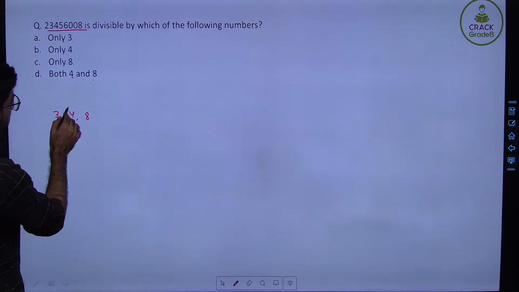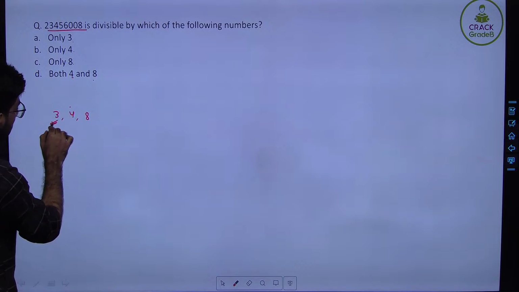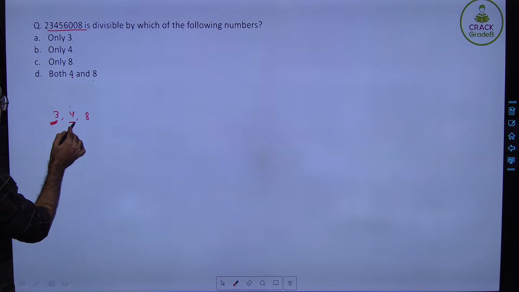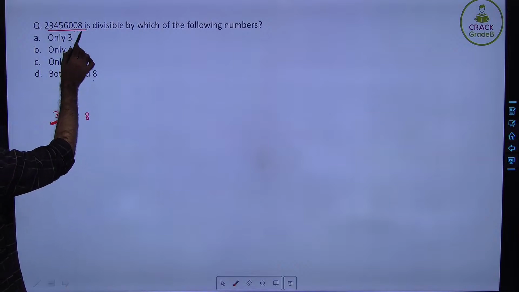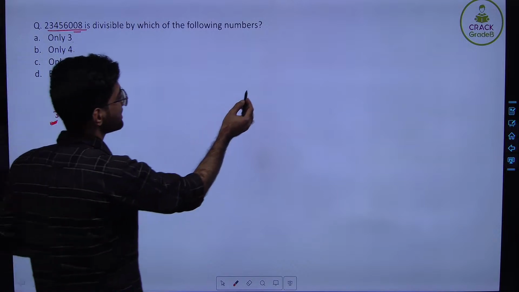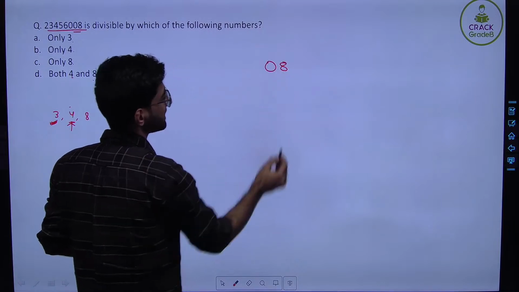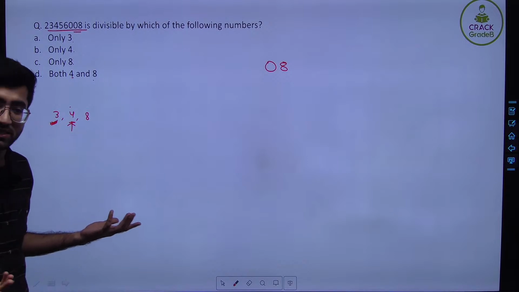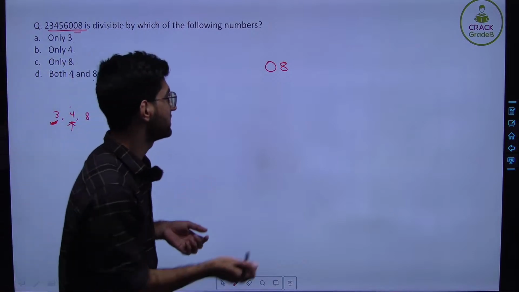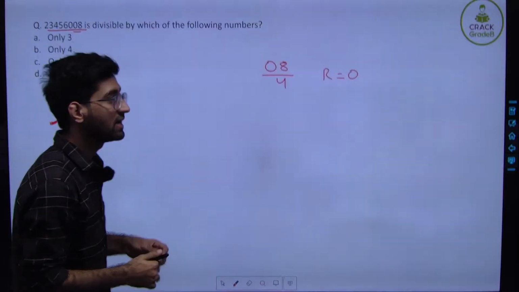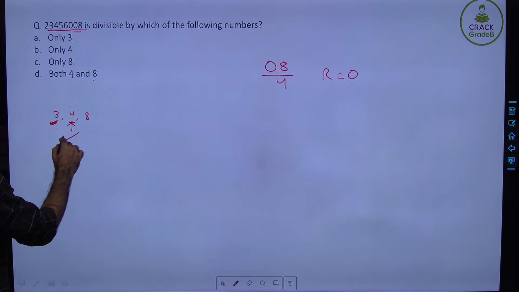Okay. See, to check the divisibility by 3, we will have to add all the numbers. But to check the divisibility rule of 4, we will only have to look at the last 2 digits, right? So what are the last 2 digits? The last 2 digits are 0, 8. And is this number divisible by 4? Yeah, this number is divisible by 4, right? If you divide this number, obviously you will get remainder 0, which means this number is definitely divisible by 4, right?